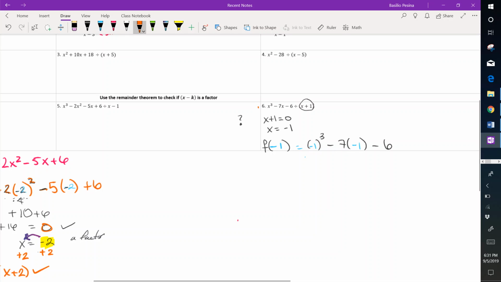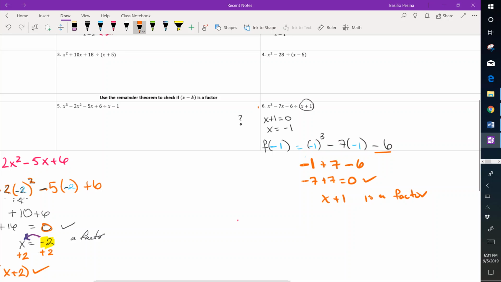I go ahead and continue. So negative 1 to the third power, that's still negative 1. Negative, negative, that is plus 7, minus this over here, 6. I combine like terms. Negative 7 plus 7 equals 0. So x plus 1 is a factor because our remainder is 0.